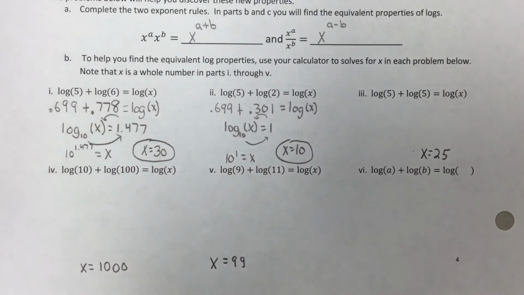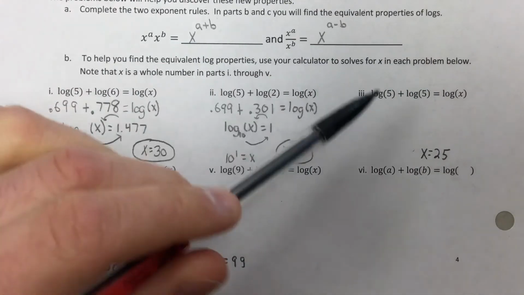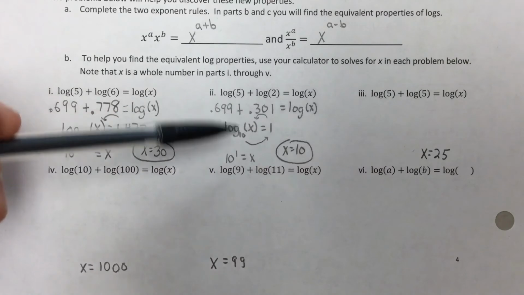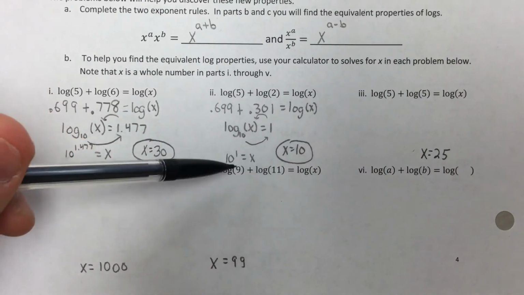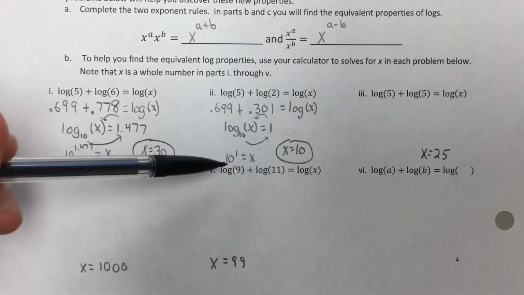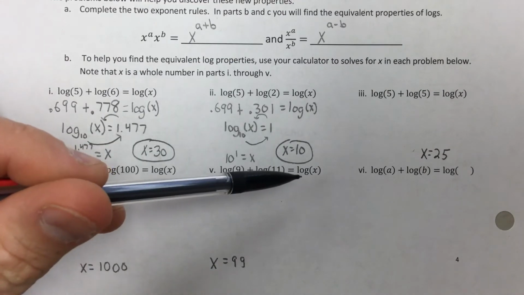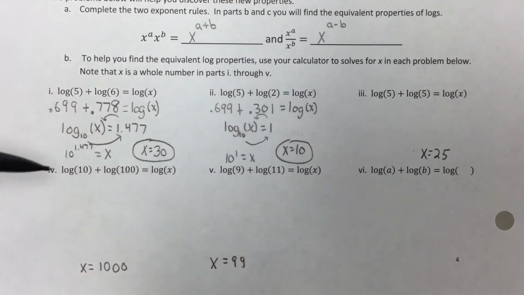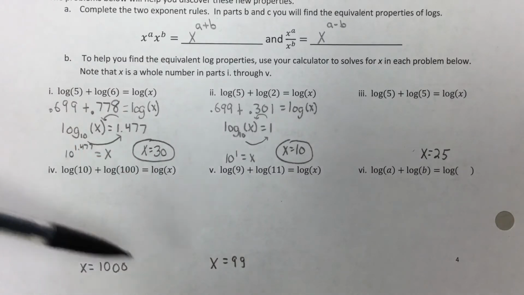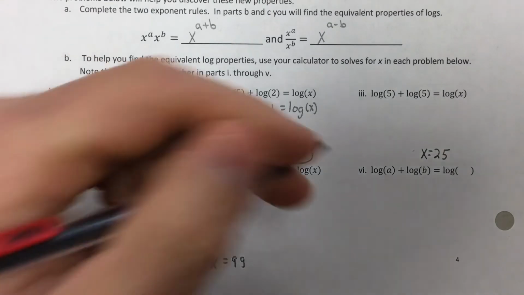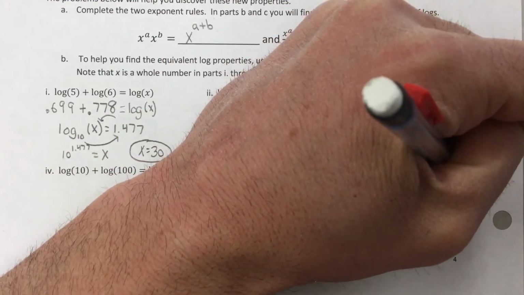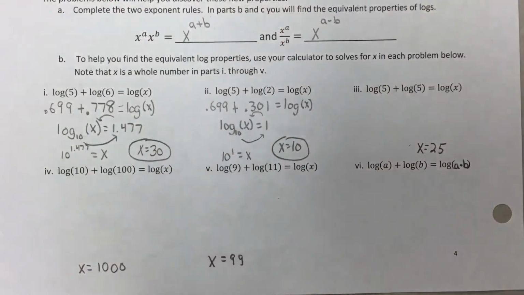So if you notice, there is a pattern here. Anytime we're doing this, we can make these logs that are being added into a single log by multiplying what is in the parentheses. 9 times 11 is 99, so log of 99 is what we had here. 10 times 100 is 1,000, log of 1,000. So this answer here would be log of A times B.